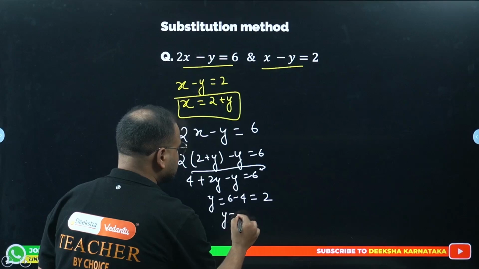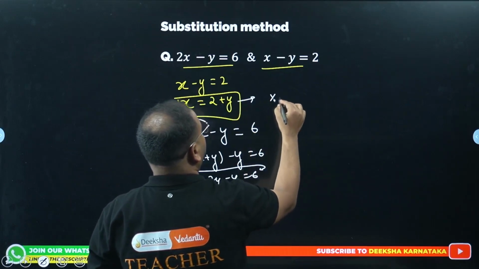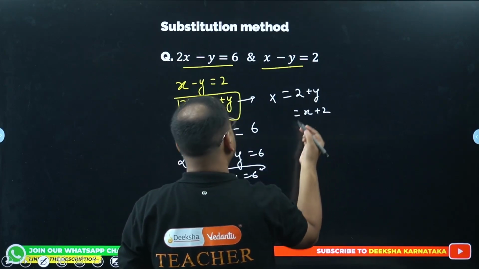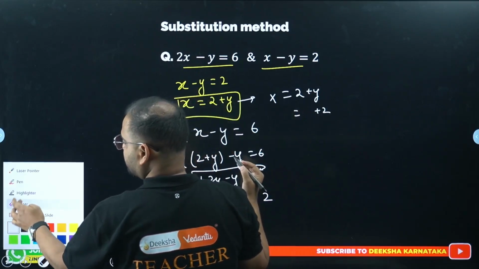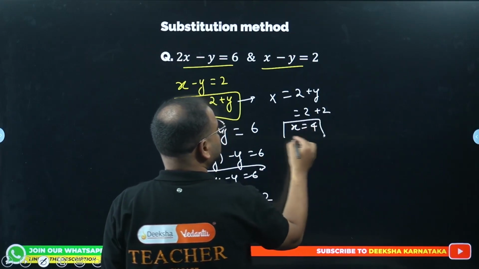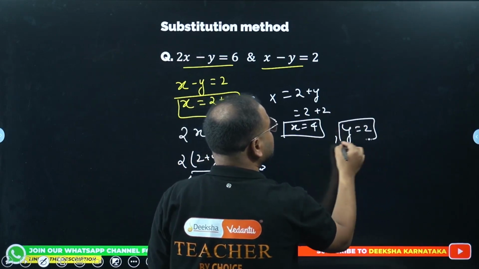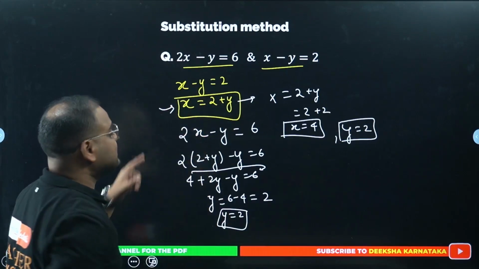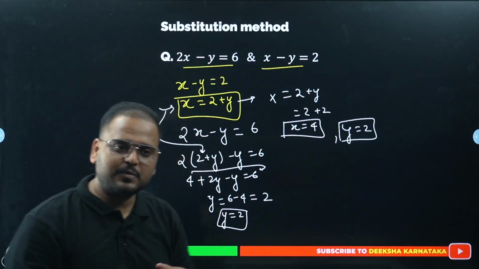Y value is 2. Put it here. x equals 2 plus y, x equals 2 plus 2, so x equals 4. What are my solutions? x equal to 4 and y equal to 2. Which method did we use? Substitution method. We found the value of one of the variables and substituted it over here. So that's the substitution method. Okay, simple enough.